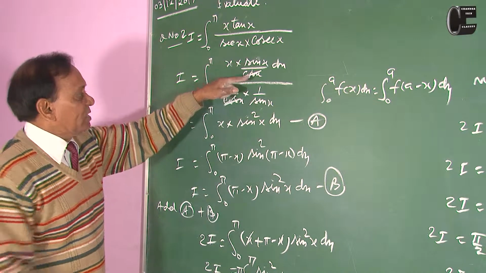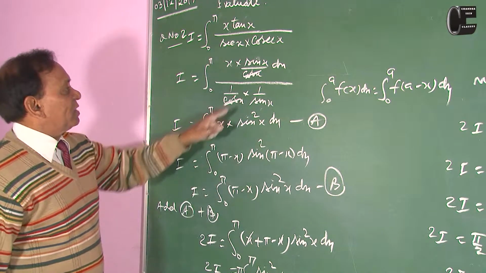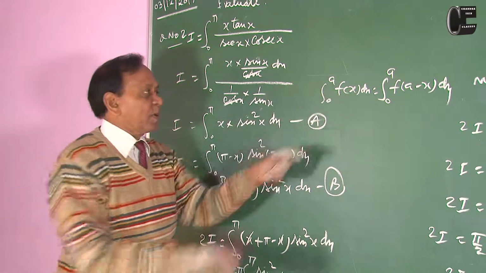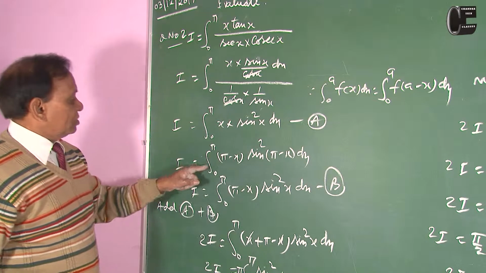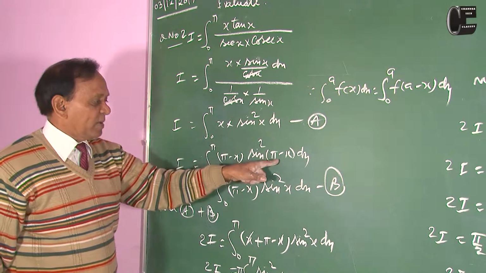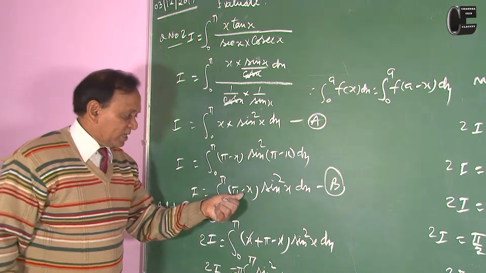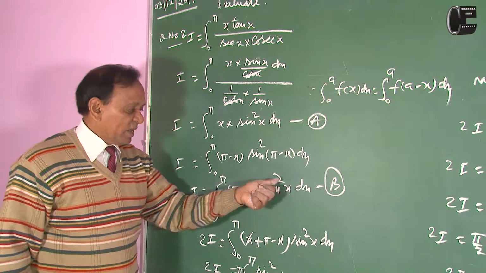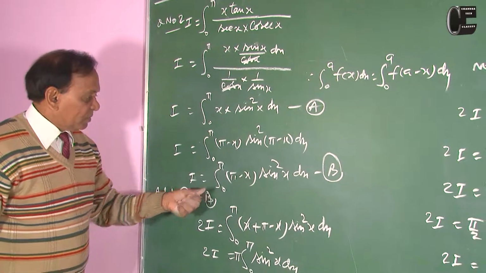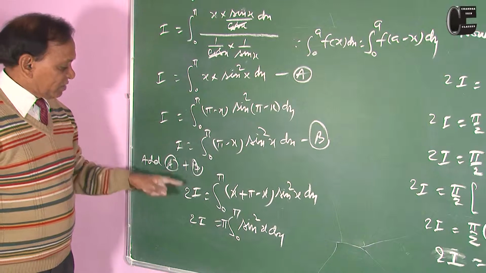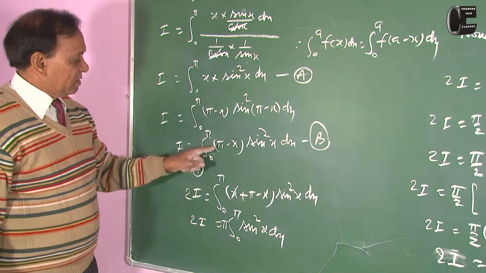Cos x will be cancelled and this will go up, and we have x sin square x dx. Now by applying this property, from 0 to pi, in place of x put pi minus x. We know that sin of pi minus x equals sin x, therefore sin square x. Yes, this is b, this is a, add them: I plus I, 2i, from 0 to pi.